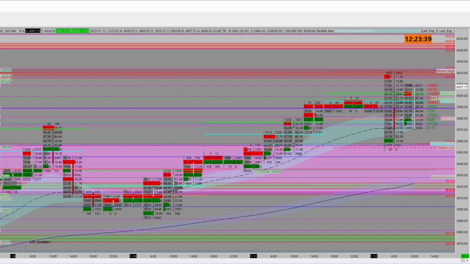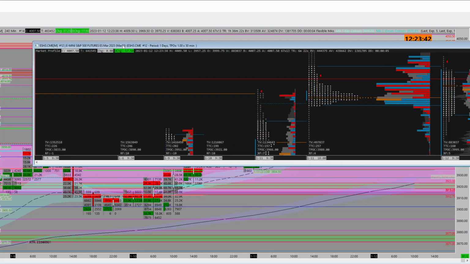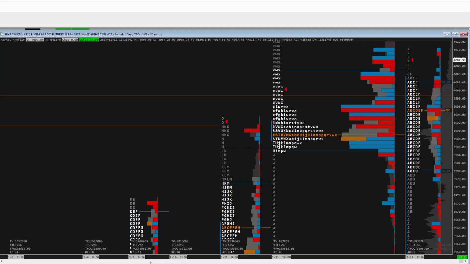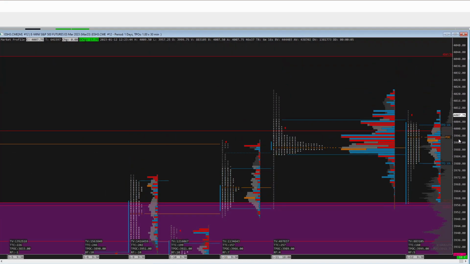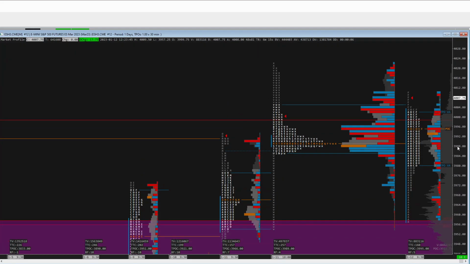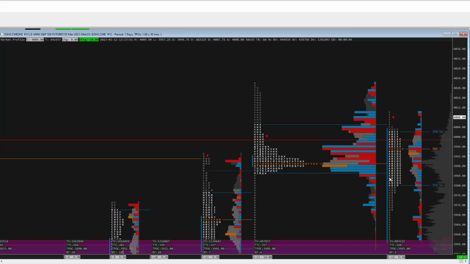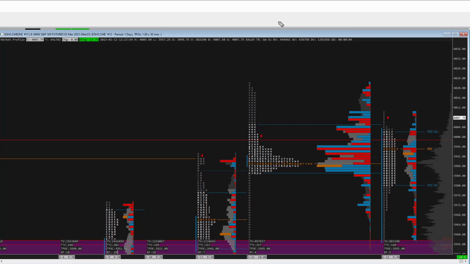So first, I always start off with the TPO chart. These are called time price opportunity charts. There we are. So obviously today, now we're breaking out of the value area high, but we've been pretty balanced trading within this range after CPI. So what are market profile charts, also called TPO charts?